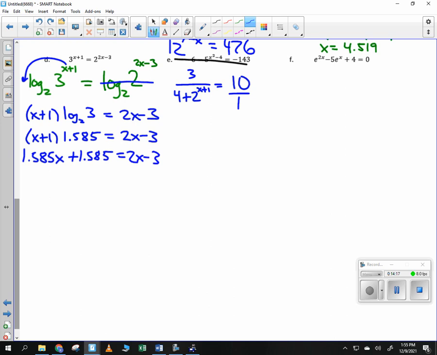Now, do you want to move the x's to the right or to the left? What would you like to do? You want to go to the right? Okay. So minus the 1.585x. And I'll add the 3 over. When I add the 3, I get 4.585.